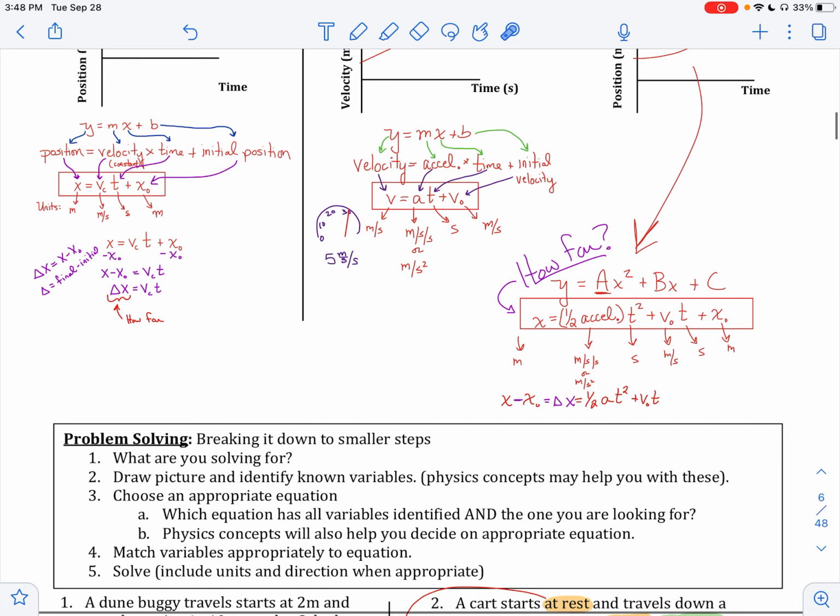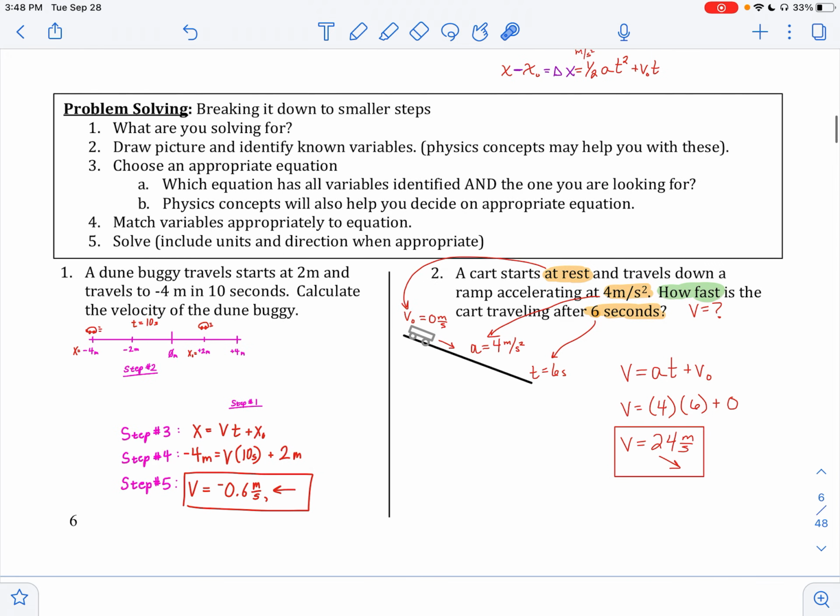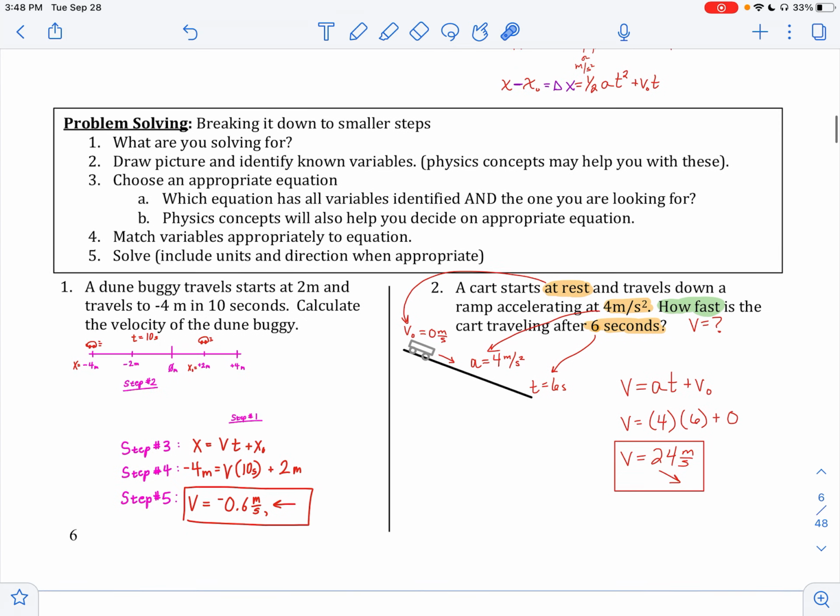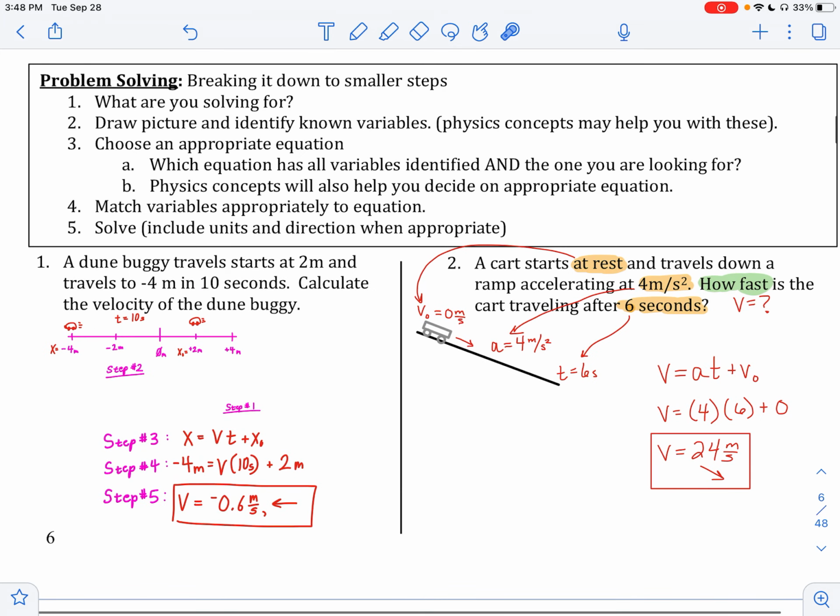So here are some problem solving steps, 1, 2, 3, 4, 5. You can read through those. Here are 2 example problems. I'm not going to work through those. I think it's going to be pretty self-explanatory, but you can see everything there. The one on the left is a constant velocity, and the one on the right is a changing velocity, speeding up. So that's a quick overview of word problems using our kinematics equations, or our equations for motion.